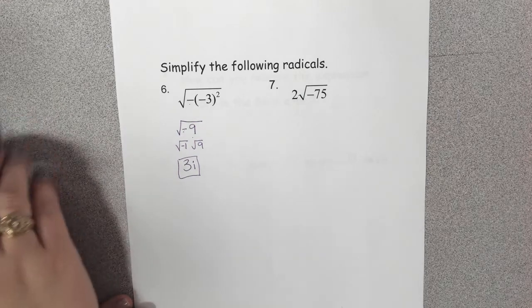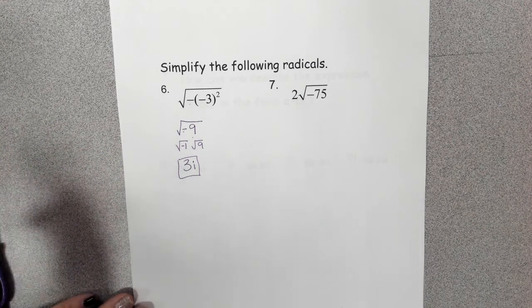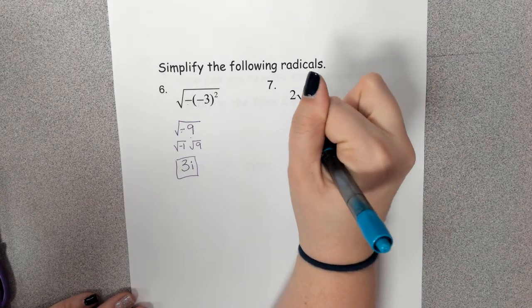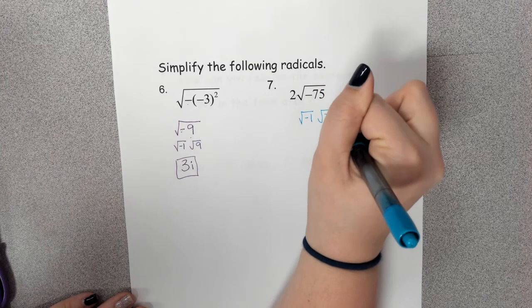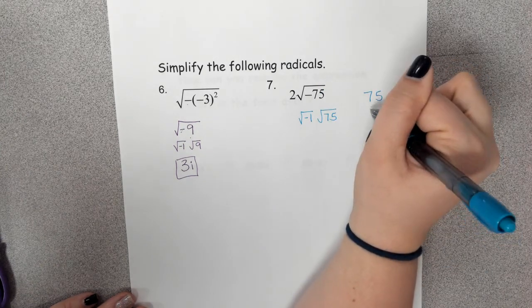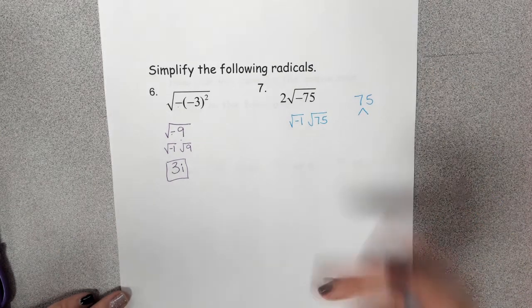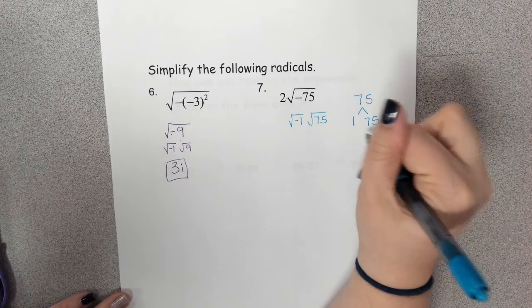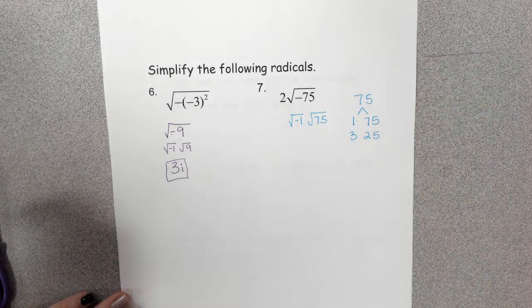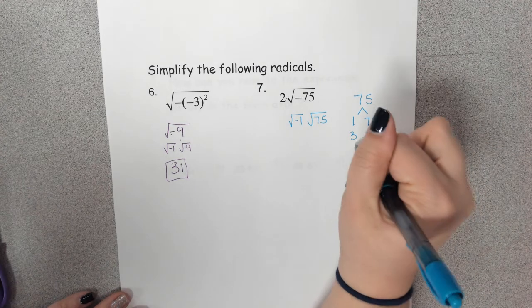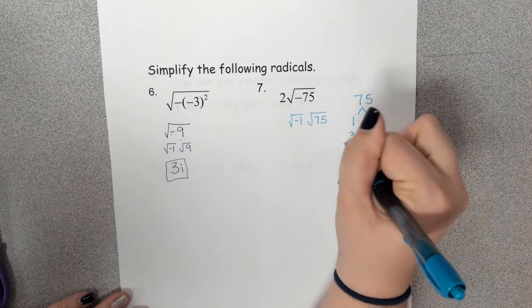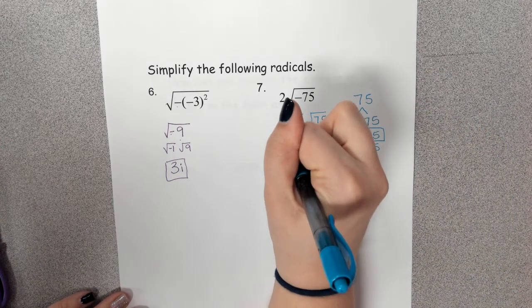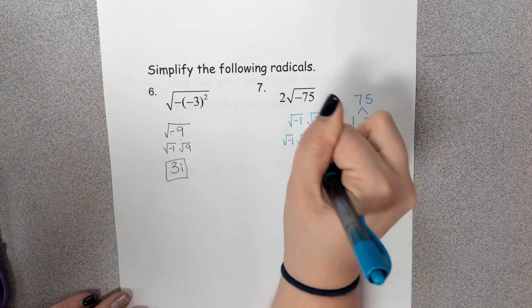Alright, number 7. You've got 2 square root of -75. Well, okay, again, let's focus on the inside first. So this is like saying the square root of -1 and the square root of 75. I want to come over here and find those factors of 75. Remember, I'm looking for that biggest perfect square, so I have 1 and 75. And I just go down to my factors, so 3, 25, 5, and 15. And you can keep going, but if you notice right here, that is my largest perfect square of 25.